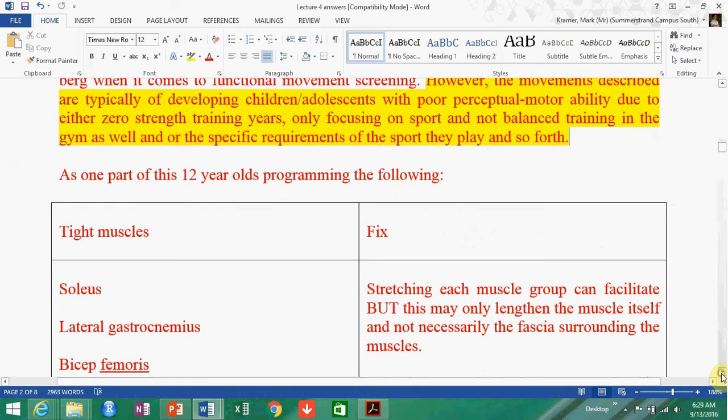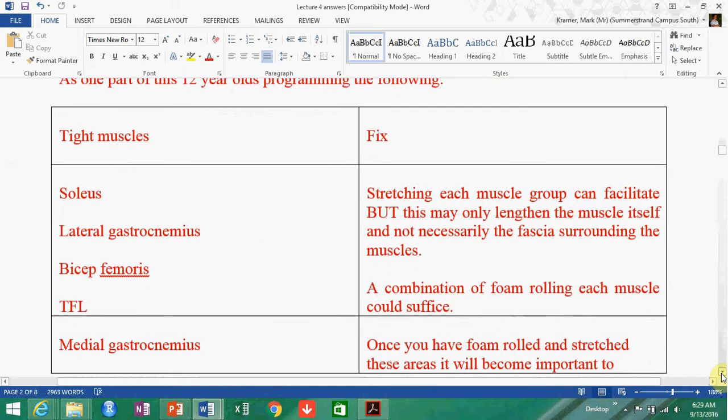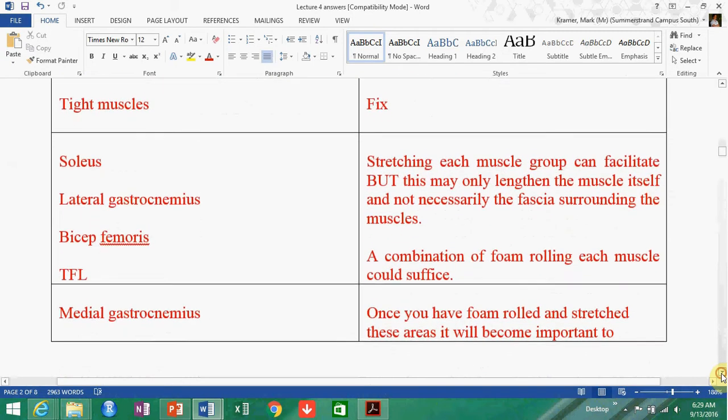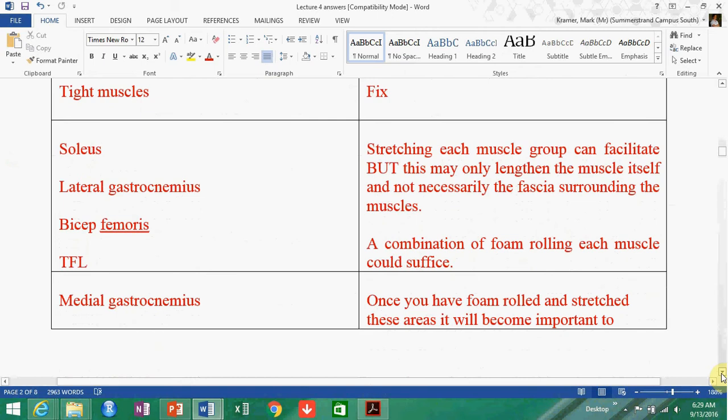So let's say these are the reasons why this athlete has these problems. So tight muscles, possibly soleus, lateral gastrocnemius, biceps femoris, and tensor fasciae latae, and that can cause that medial deviation of the knee. So when you're working with youth athletes or an athlete in general, or a normal client, it is important to know where these muscles are, and where this fascia is, and how you can use a foam roller to release them. But then of course you also need to activate muscles correctly once you've done it.